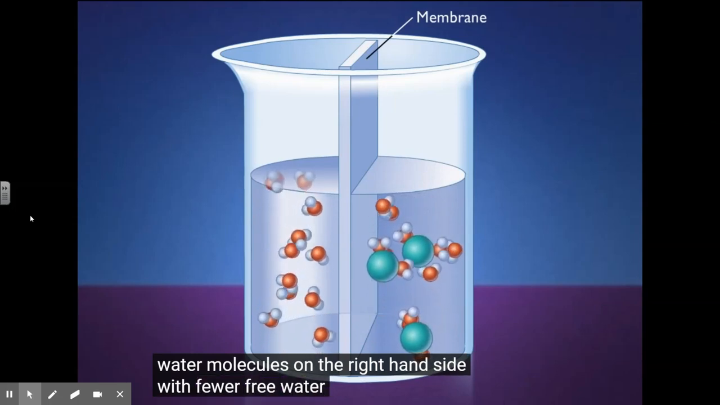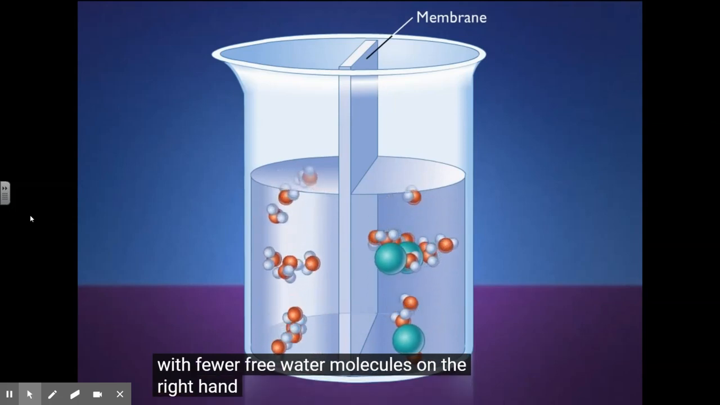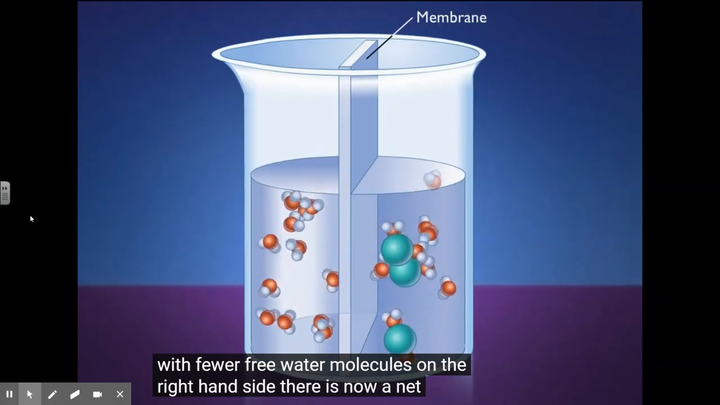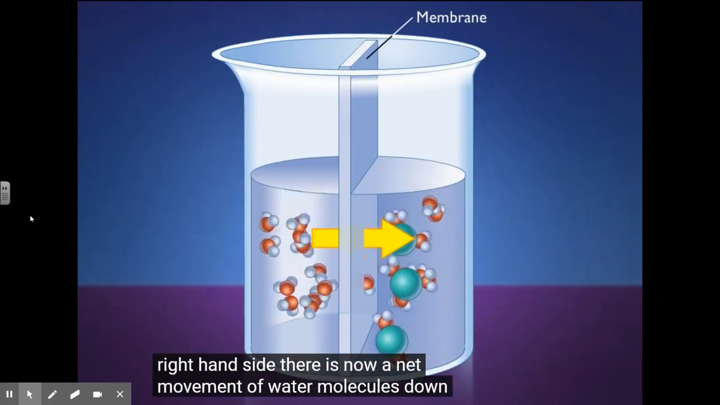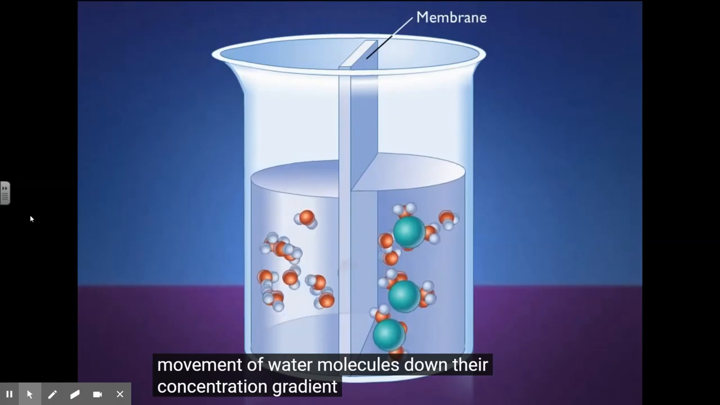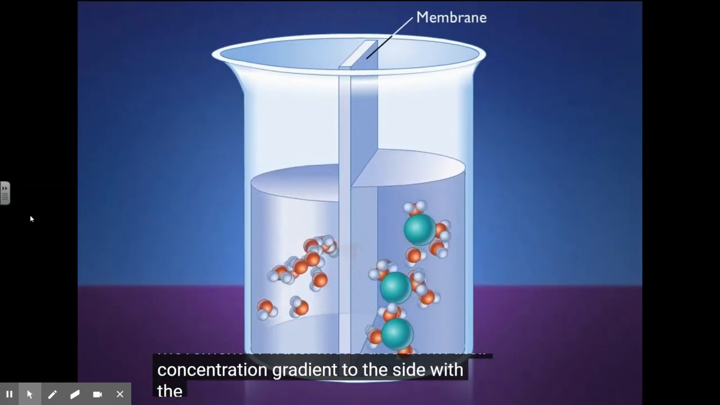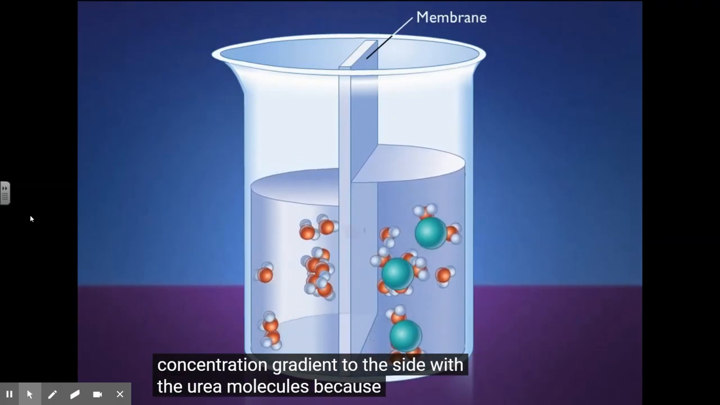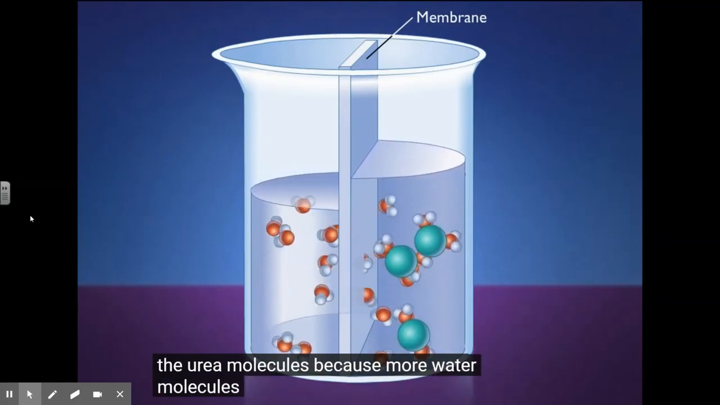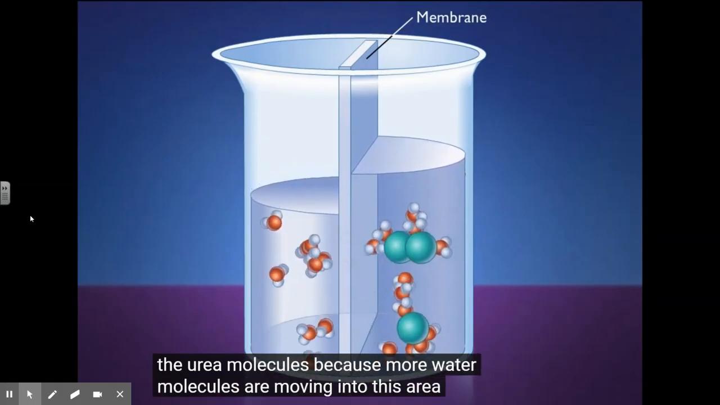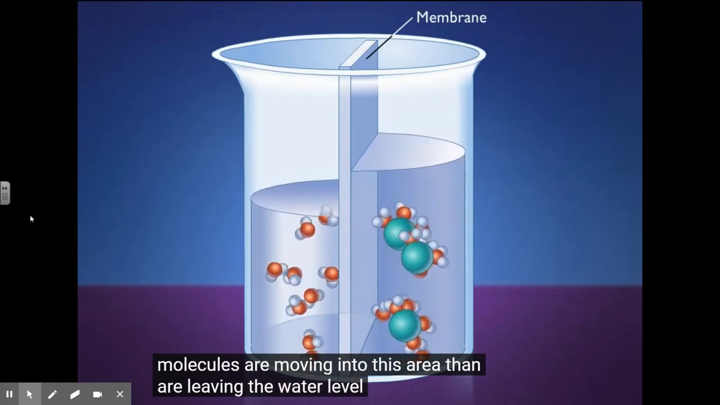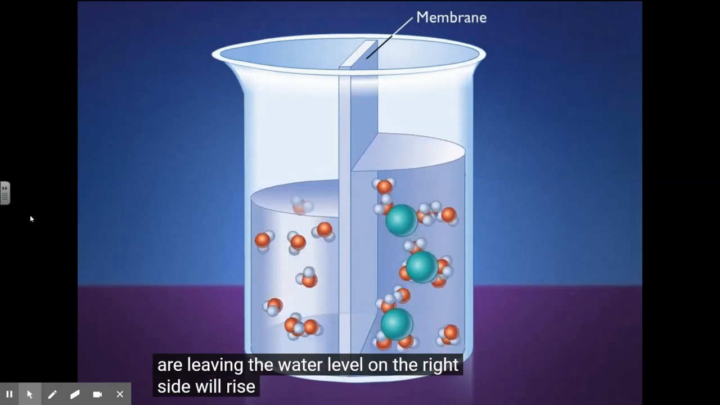With fewer free water molecules on the right-hand side, there is now a net movement of water molecules down their concentration gradient to the side with the urea molecules. Because more water molecules are moving into this area than are leaving, the water level on the right side will rise.